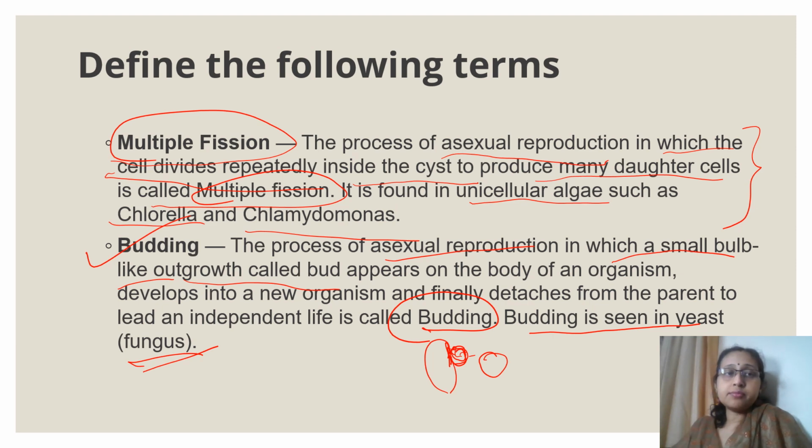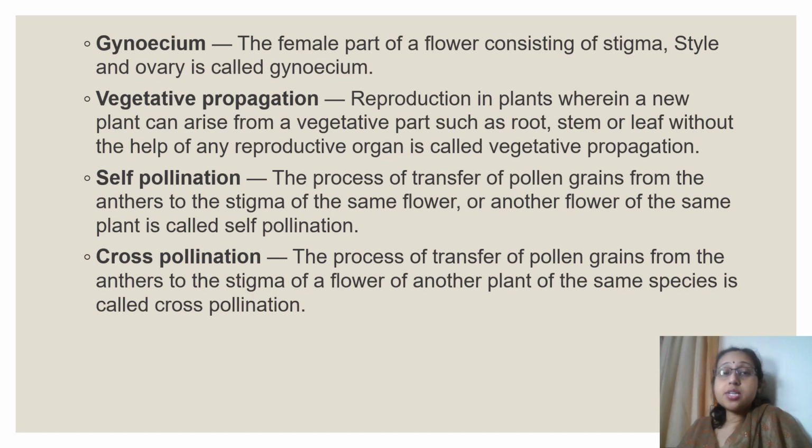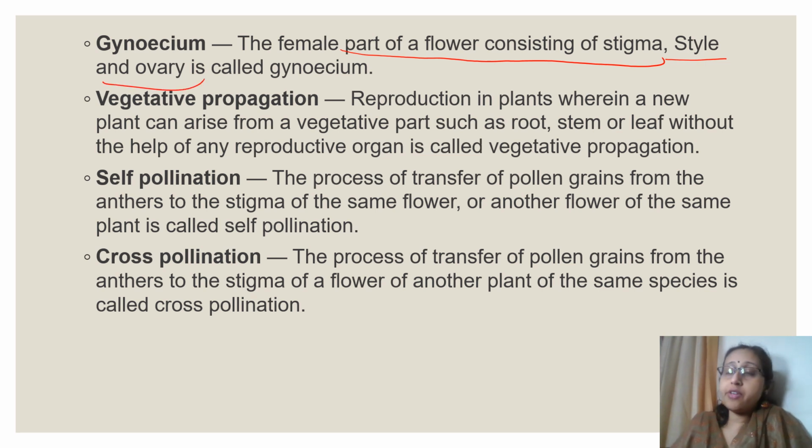Now the next one is gynoecium. What is gynoecium? Gynoecium is the female part of the flower consisting of the style, stigma and ovary. We know that. It is very easy. What is vegetative propagation? The reproduction in plants wherein new plants can arise from a vegetative part such as root, stem or leaf without the help of any reproductive organ is called vegetative propagation.